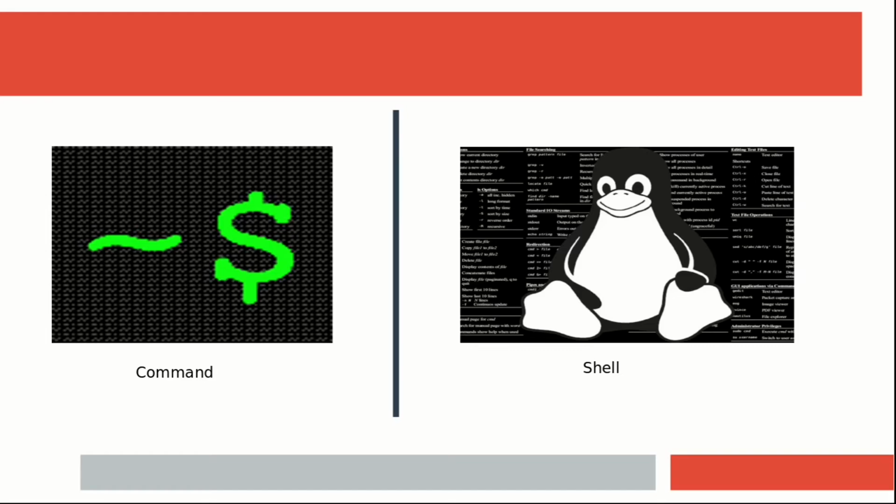So the first thing we should know is what the actual relation is between a command and a shell. A command is just text that we type in the terminal, but the meaning of that text is interpreted by the shell. So we can say that a shell is a program that takes the commands from the keyboard and gives them to the operating system to perform.